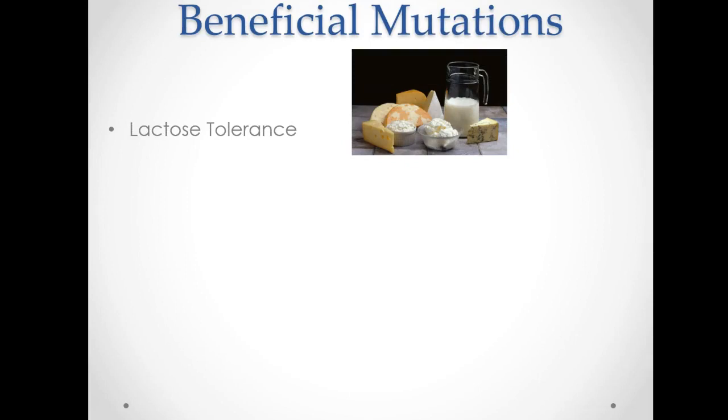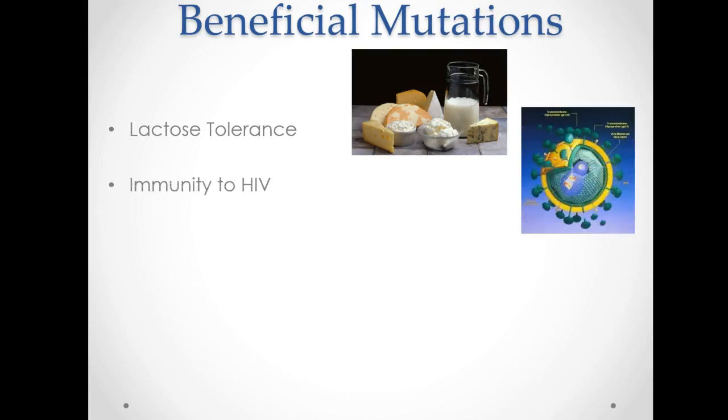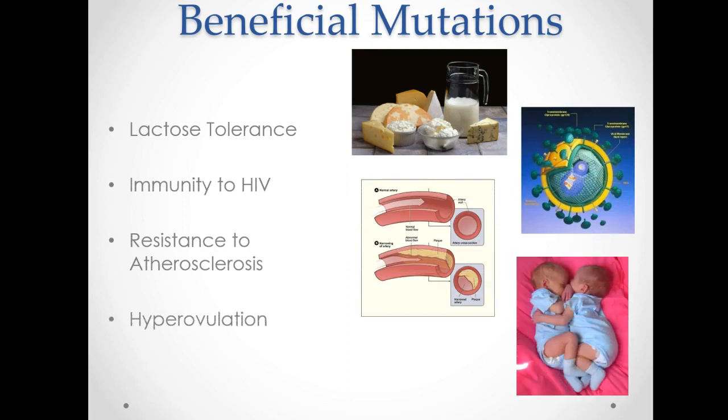Okay, quickly sort of wrapping things up, some beneficial mutations that you should probably know. So if you can drink milk, thank a mutation. Beyond infancy, no mammal is supposed to drink milk. Milk is something that only infants are supposed to drink from their mothers, and then they lose the ability to digest milk because their bodies stop producing lactase, which is the enzyme that breaks down milk sugars.